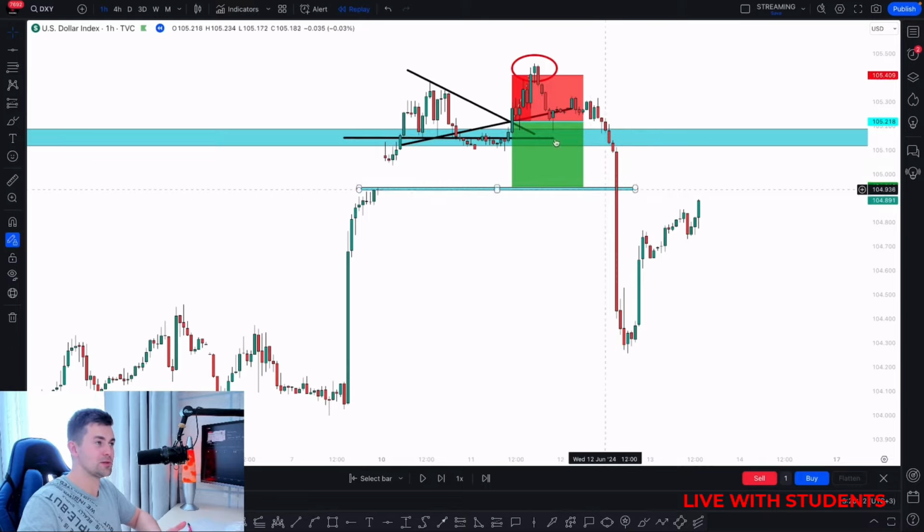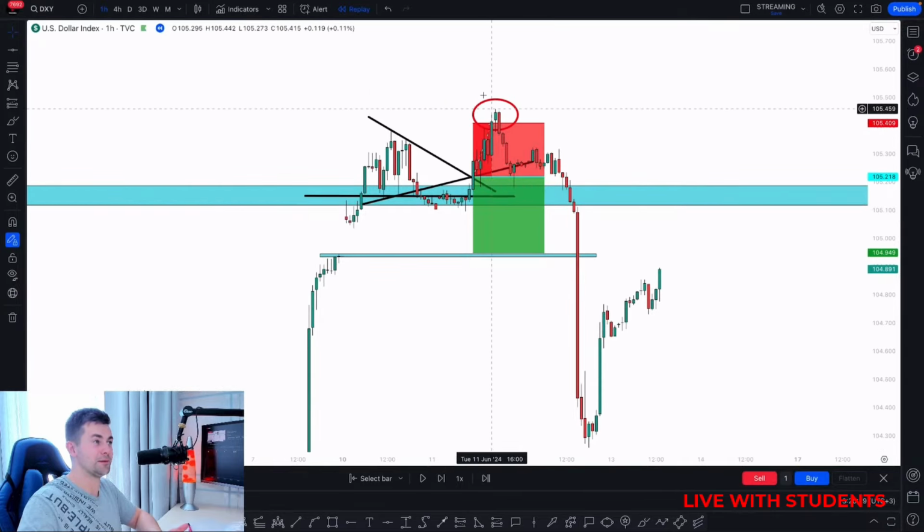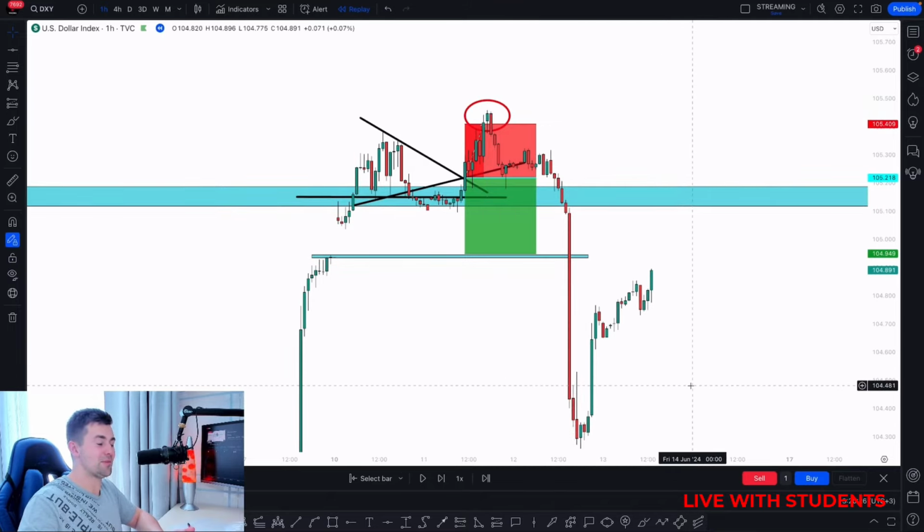And as we discussed here, we got an example of manipulation and stop hunting. And after we were stop hunted from that trade, the market dropped and filled the gap. And that was very sad. That manipulation here is a perfect example of how the best technical setup can be beaten by manipulation and stop hunting.